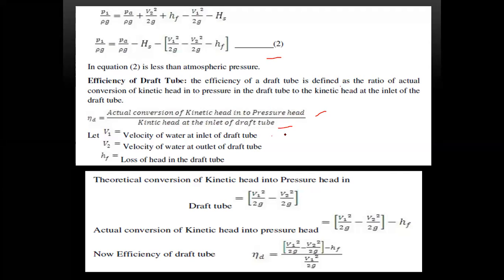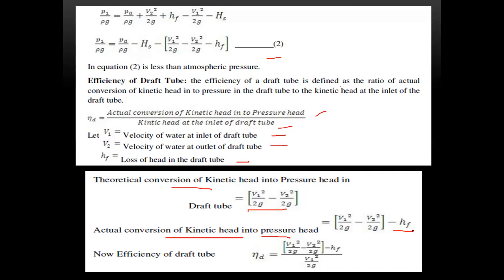Then what is the loss? Let V1 be the velocity of the water at the inlet of the draft tube, V2 the velocity of the water at the outlet of the draft tube, and HF the loss of head in the draft tube. Therefore, the theoretical conversion of kinetic head into pressure head in the draft tube is V1 square by 2g minus V2 square by 2g. The actual conversion of kinetic energy into pressure head is V1 square by 2g minus V2 square by 2g minus HF. Now, the efficiency is given as V1 square by 2g minus V2 square by 2g minus HF, divided by V1 square by 2g.